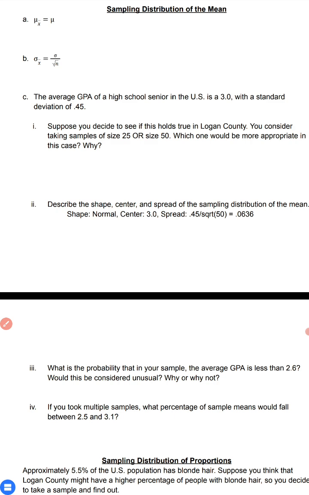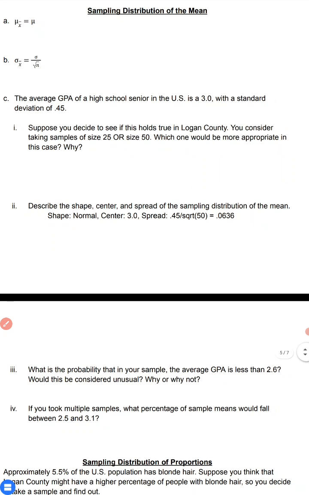All right, number 2 says, if I were to graph my sampling distribution, what would it look like? Well, as long as we use sample size 50, we can assume that that shape is going to be normal or bell-shaped. Our center for a sample should be the same as the center for the population, which was 3.0. Our spread is what's going to be different.